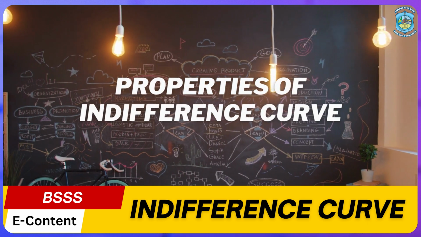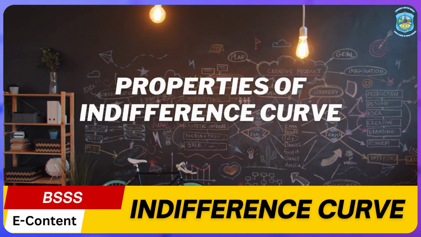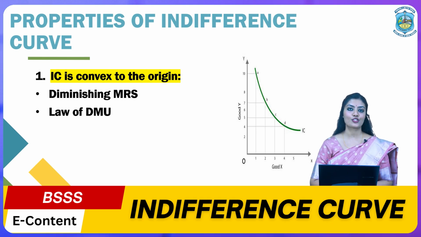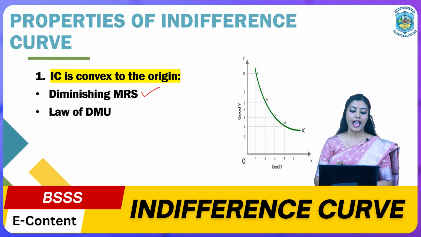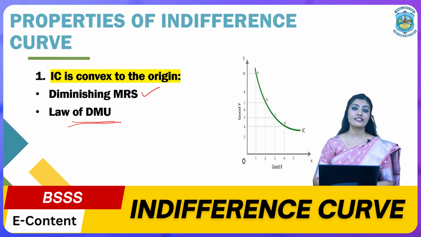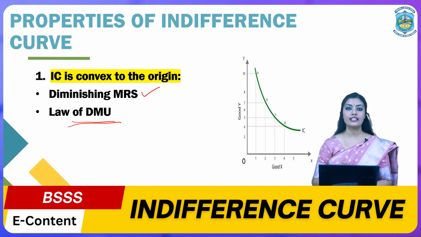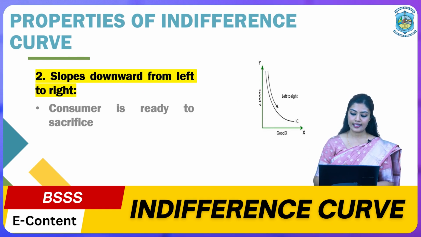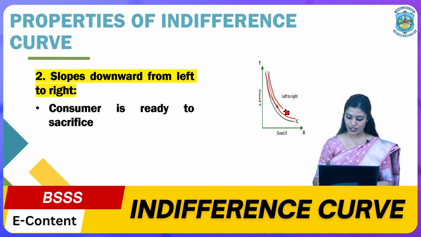Now let us try to understand the properties of the indifference curve. The first property of the indifference curve is that it is convex to the origin. As discussed before, it is because of the marginal rate of substitution, which keeps on diminishing, and the reason is the law of diminishing marginal utility, which states that with every additional unit that the consumer is going to have, the satisfaction tends to decrease.